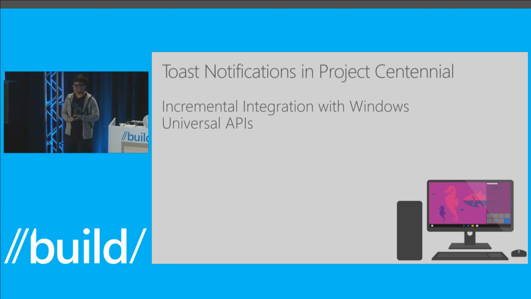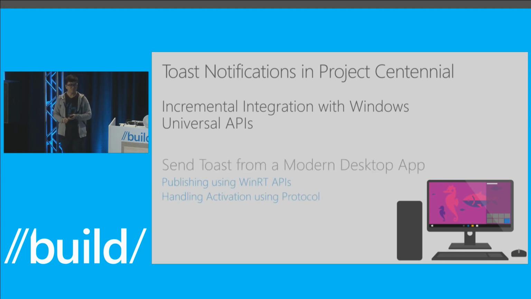A great benefit you get by making your old Win32 code apps into a modern desktop app is that you can incrementally integrate with all the awesome features that we provide to you with UWP application APIs. And a great example of that is toast notifications.